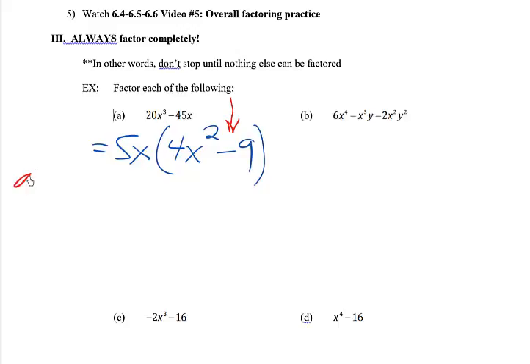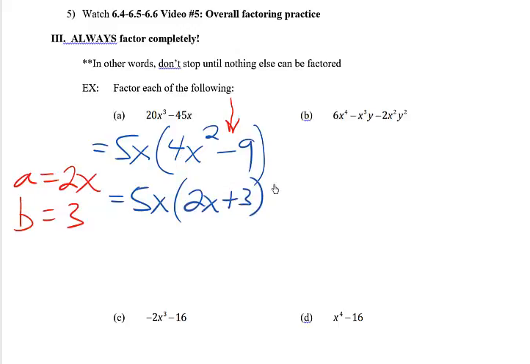Let me jot down my A and my B on the side. A is whatever you multiply by itself to get 4x squared. Well, 2x times 2x is 4x squared. B, whatever you multiply to get 9. 3 times 3 is 9. We've just discovered that this is a difference of squares. That means it's going to factor according to that A plus B, A minus B factoring pattern. The 5x remains, and then this part here breaks down further. A plus B, A minus B.